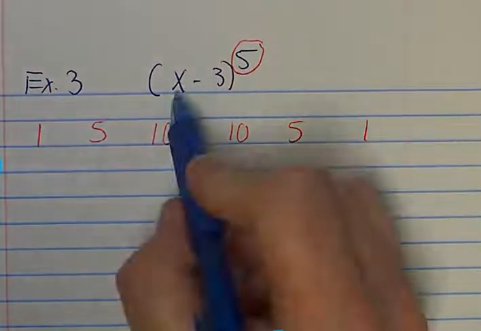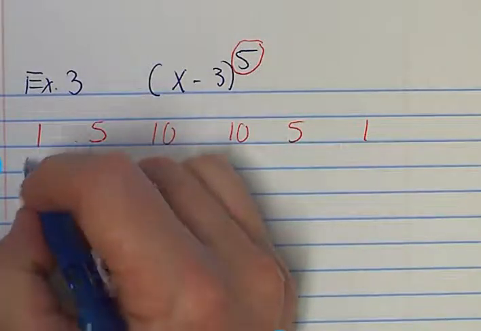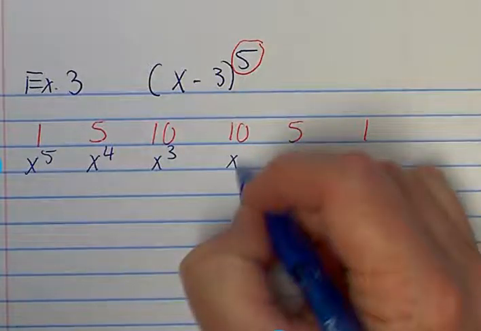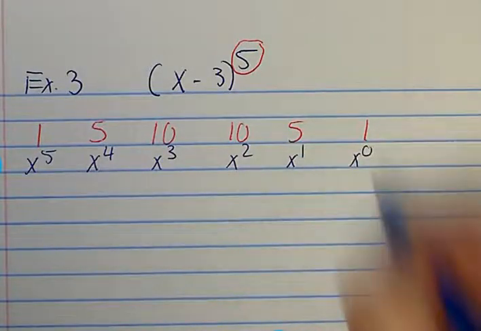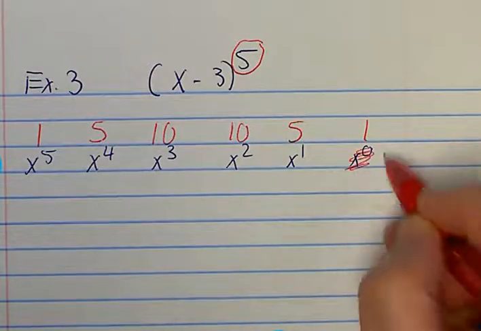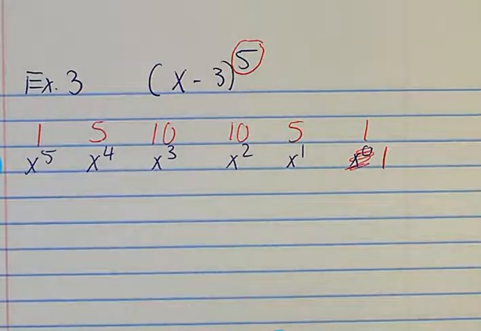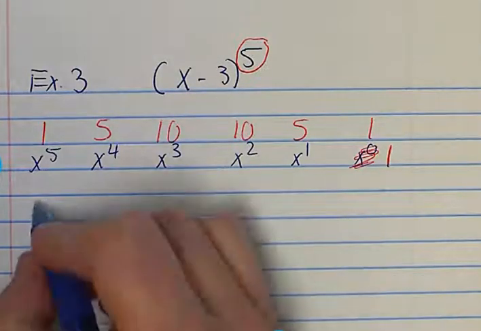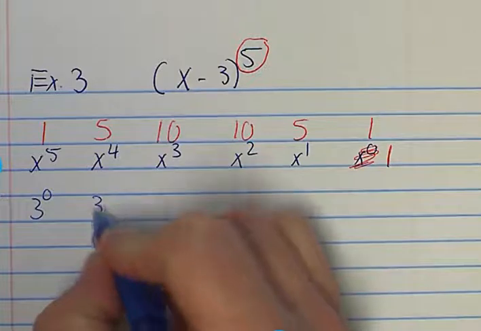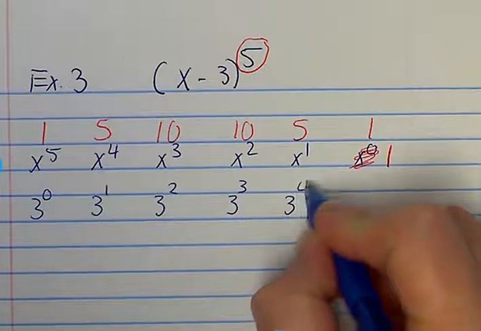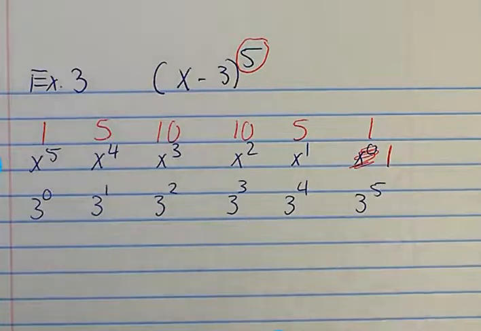Okay, then we're going to do x, start with the 5th power, and then count it down. So it's 5, 4, 3, 2, 1. And again, we have x to the 0, but if we scratch that out, we can just say that that's basically just 1. And then we'll do the same thing with the 3, but this time we're going to count up the power. So it's 3 to the 0, 3 to the first, 3 to the second, 3 to the third, 3 to the fourth, and 3 to the fifth.